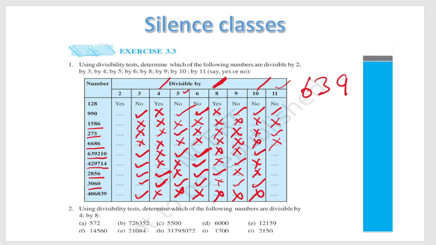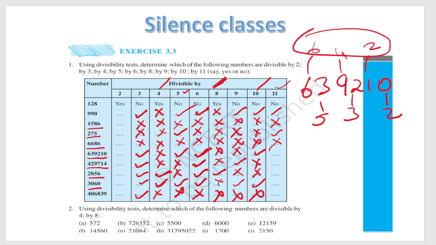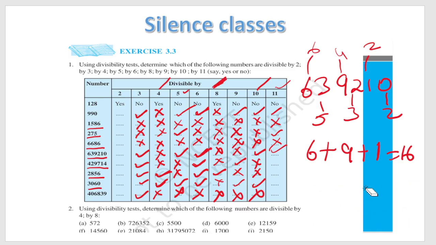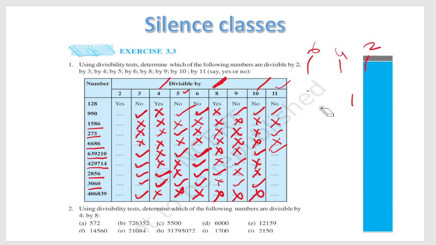Now the number is 639210. Be careful in this. 1, 2, 3, 4, 5 and 6. We have to add all these digits. 6 plus 9 plus 1 is 16. Now 3 plus 2 plus 0 is 5, and 16 minus 5 is 11, and 11 is divisible by 11. This means this number is divisible by 11.